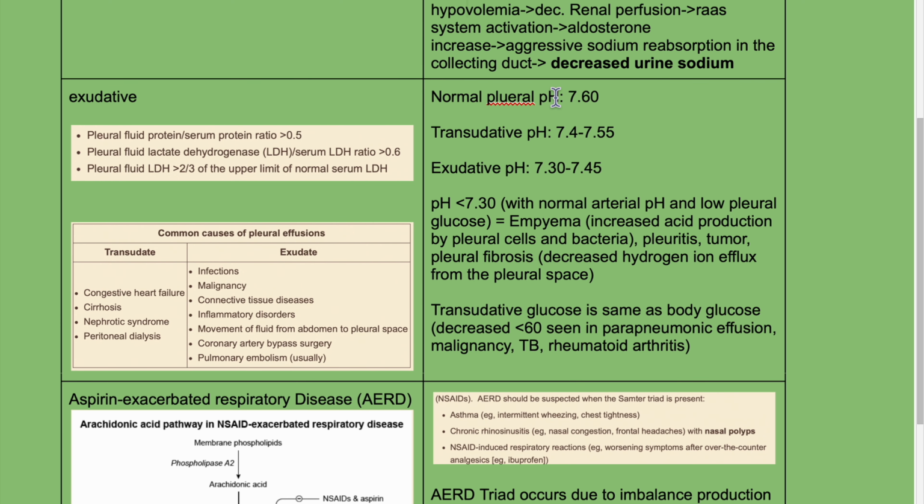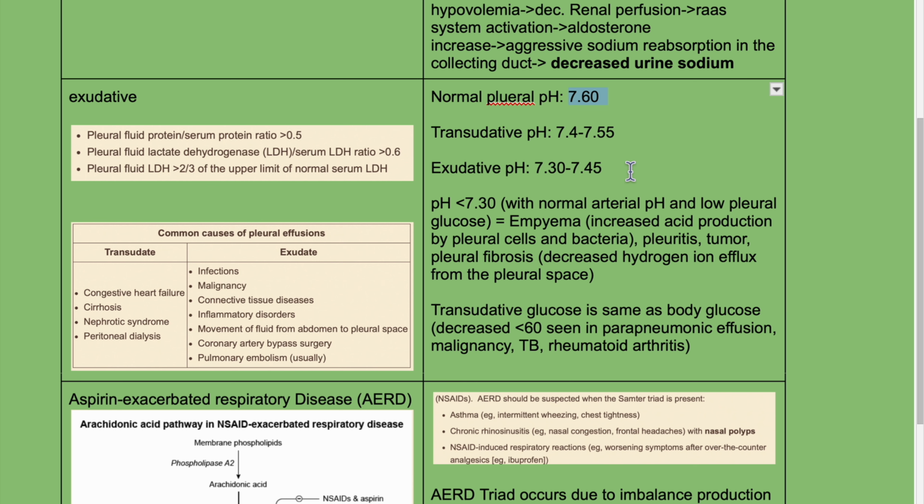So normal pleural pH, okay, we are talking about pH, it's 7.6. Okay, transudative pH is going to be 7.4 to 7.55. Okay, and exudative pH is a little lower. It goes down to 7.3 to 7.45. Okay, so between 7.4 to 7.45 is overlapping between the two.